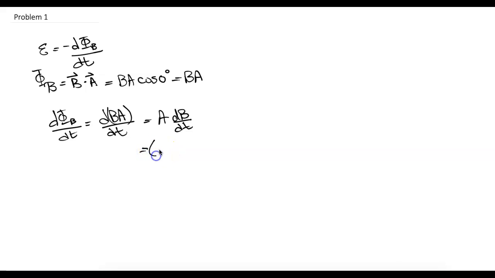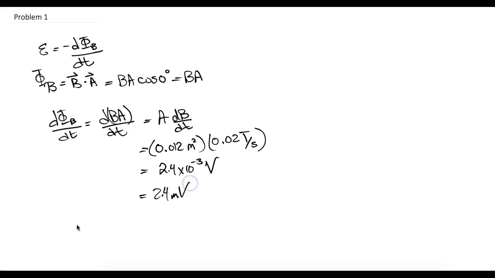These are given values, so we can say that A, which is 0.012 meters squared, times the change in magnetic field, which is 0.02 Tesla per second, will give us 2.4 times 10 to the minus third volts, or 2.4 millivolts.